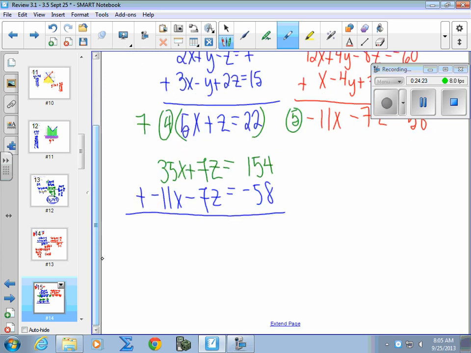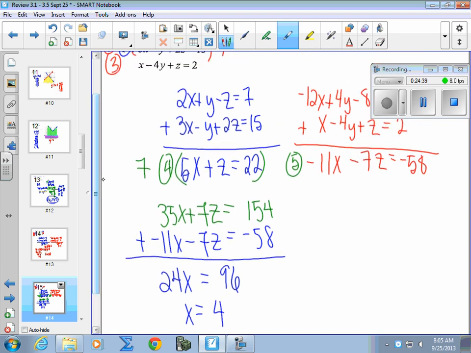and we get 24x, is that right, is equal to 96, positive 96, so x is equal to 4. Y'all get 4 for x? Now I would probably put this back into number 4, so 5 times 4 plus z is equal to 22, so z is equal to 2.